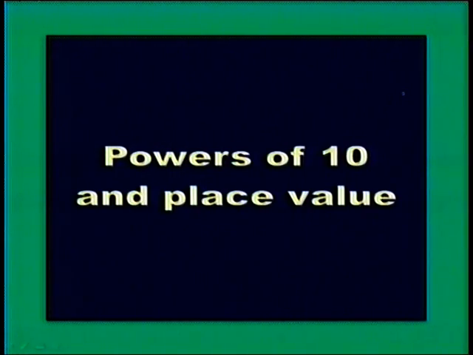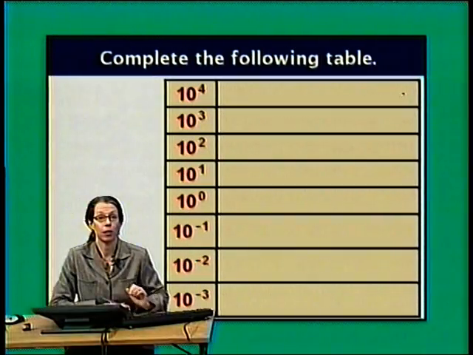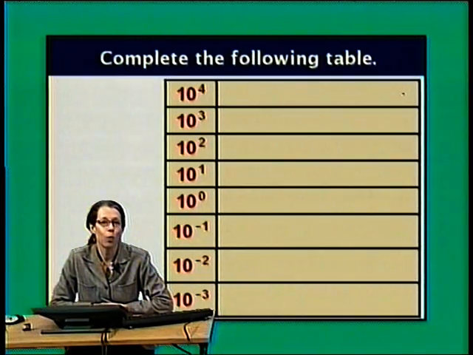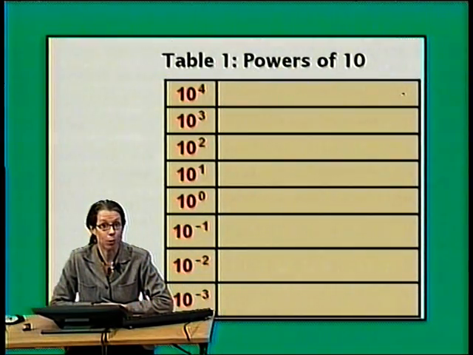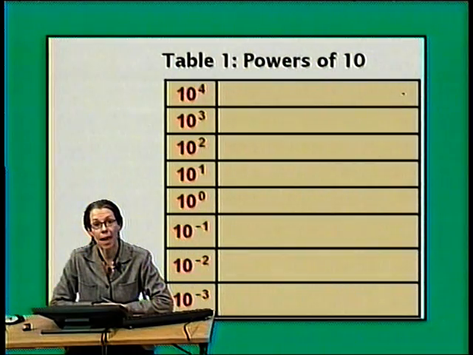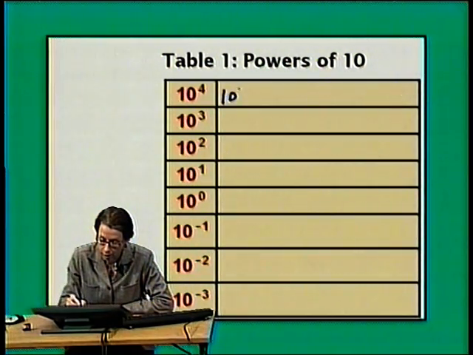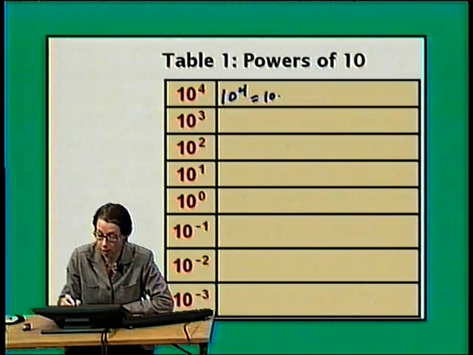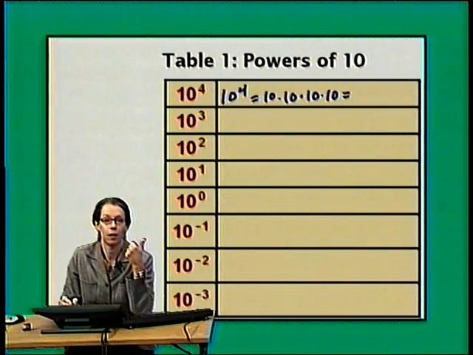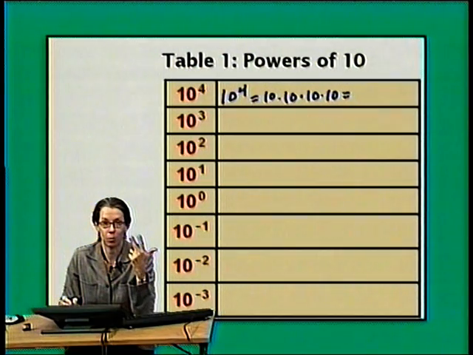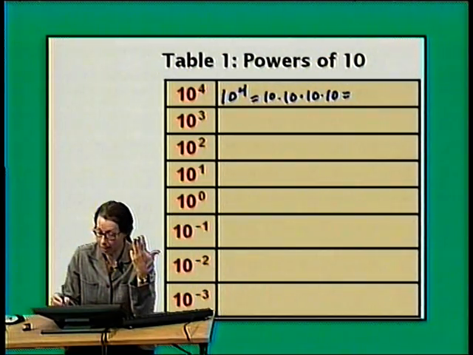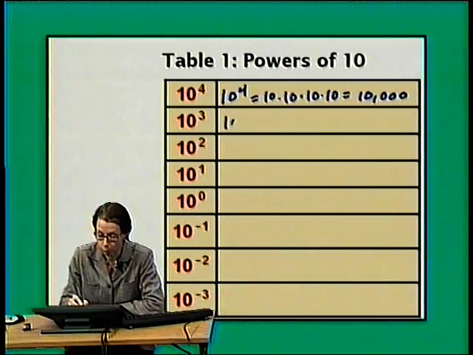So let's start by looking at powers of 10 and see how that relates to place value. We're just going to evaluate some powers of 10 to see if we see any patterns emerge. So I'm going to start by evaluating 10 to the 4th. Let's remember what 10 to the 4th means. That means we're looking at the product of 4 factors of 10. And what is that? 10 times 10 is 100, times 10 is 1,000, times 10 again is 10,000.